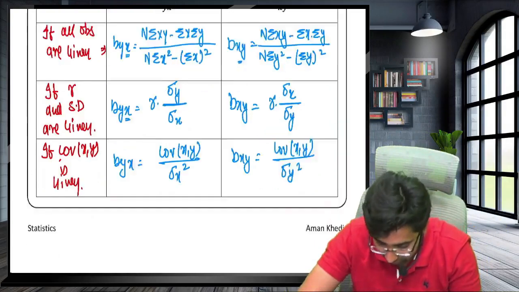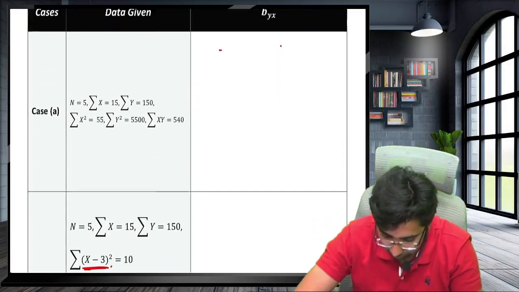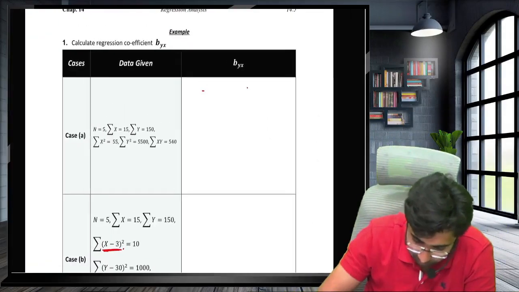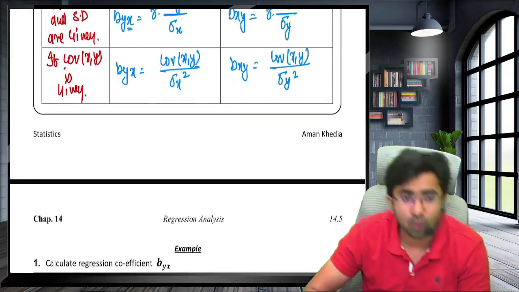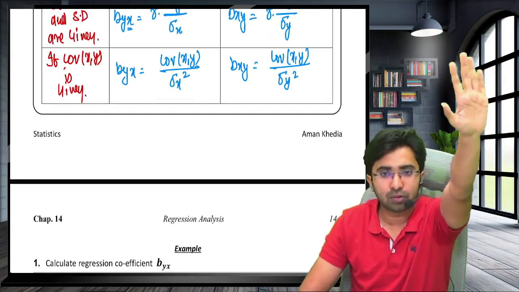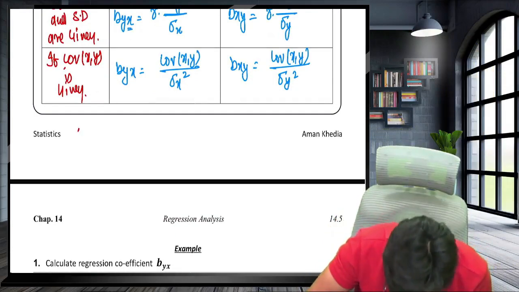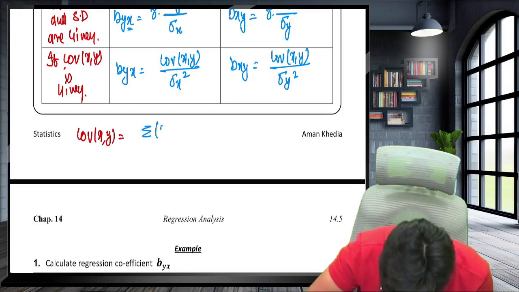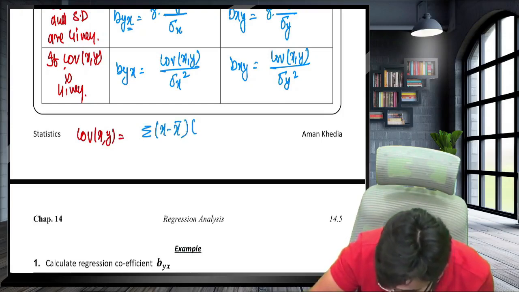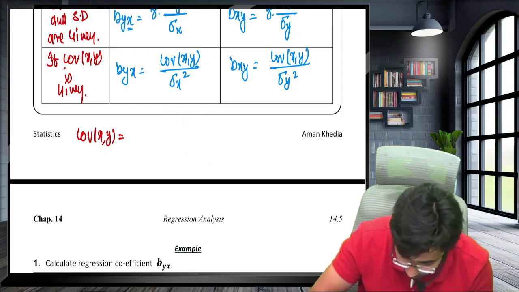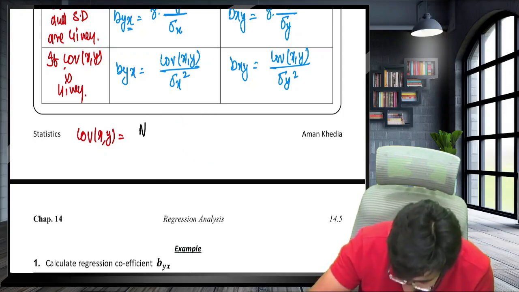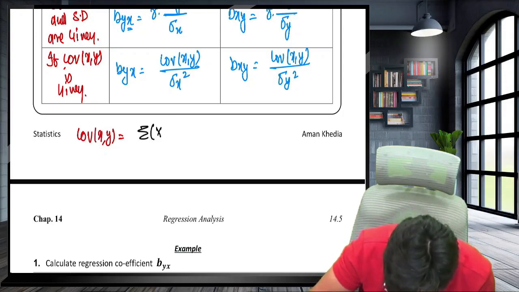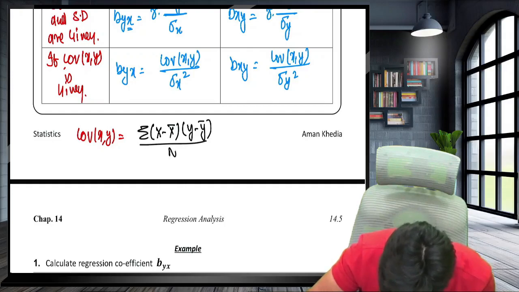Okay, guys, we will solve all the questions. But wait, write down over here also. We'll study the covariance in detail in measures of dispersion, but write it down here. Covariance between x and y is equal to summation of x minus x bar into y minus y bar, divided by the number of observations n.